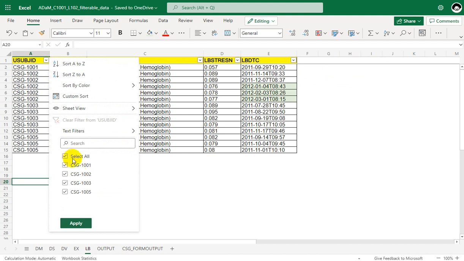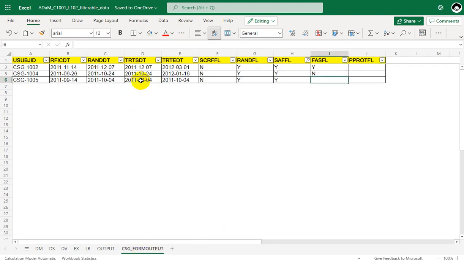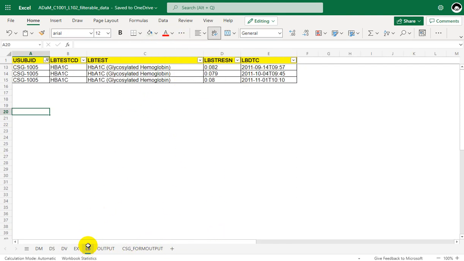Let us filter for 1005 and then see if there was a collection after 4th October 2011. So 4th October, this is September, so this cannot be considered. 4th October, this cannot be considered. So there is one on 1st November. So the subject has one post baseline assessment.